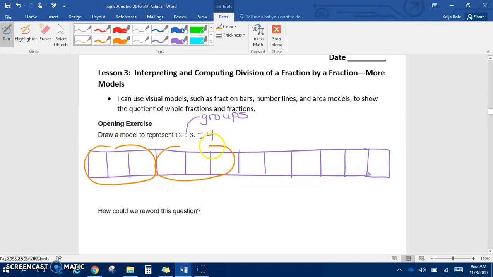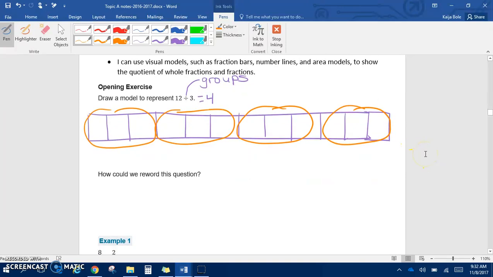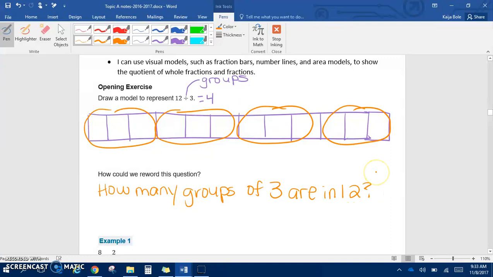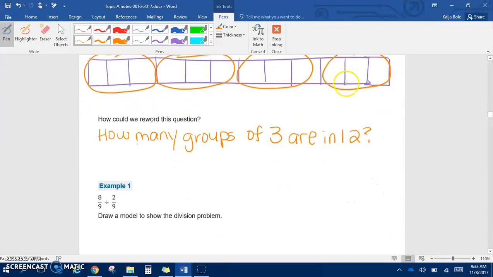Here's another group of 3. Another group of 3. And then our last one. So if we count this up, we do see that there are 1, 2, 3, 4 groups of 3 in 12. So that's how we got the answer of 4. Down here it says, how could we reword the question? We could reword it using the word groups. So we could ask, how many groups of 3 are in 12? So this is kind of what we're doing today, but using fractions.